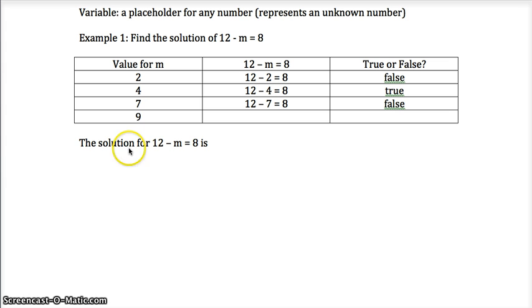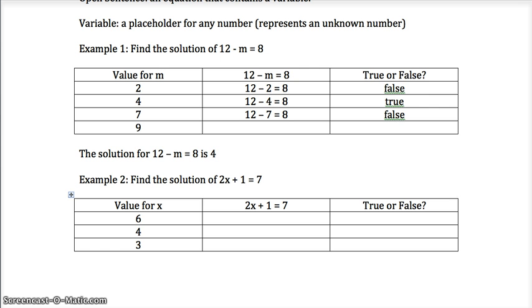Now that you've finished your row right here for 9, we can write out our final answer. We can say the solution for 12 minus m equals 8 is, in fact, 4, because this row was the only row where the equation read as a true statement. 12 take away 4 is 8, so the solution for m is 4. Let's continue and move on to example 2.